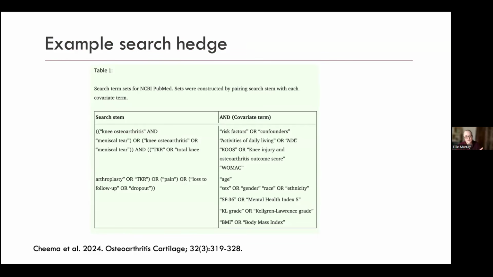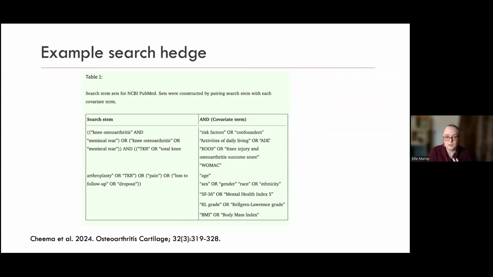Okay, so here's an example of a search hedge that we did. This is for the Meteor study again. We have this stem for the search where we have the outcome variables of interest, knee pain, loss to follow-up. We also have the population that we're studying, knee osteoarthritis and meniscal tear. TKR is total knee replacement or total knee arthroplasty.